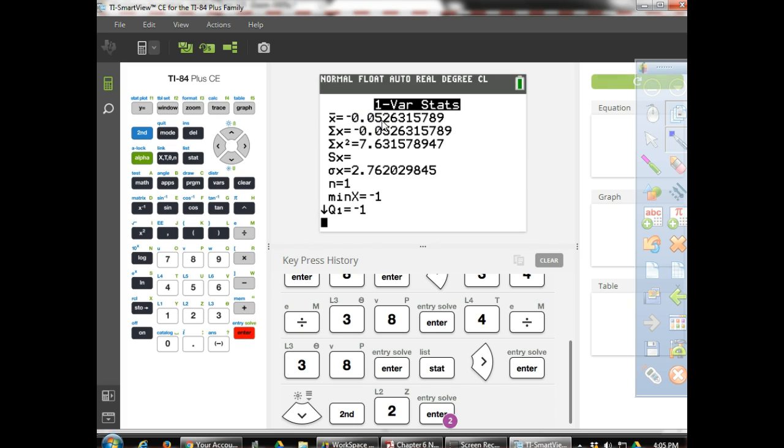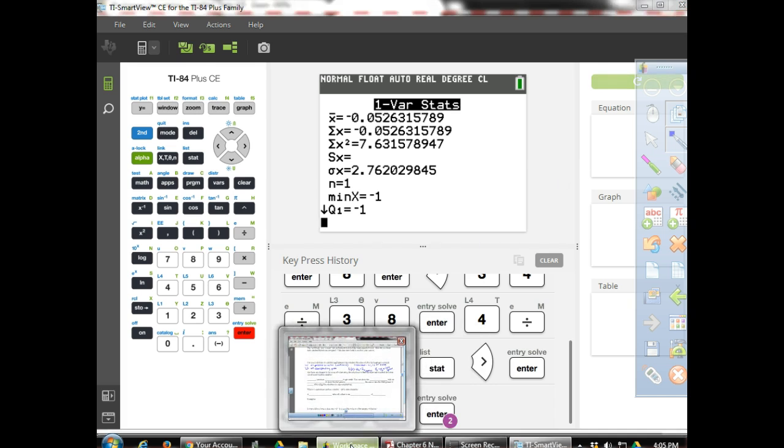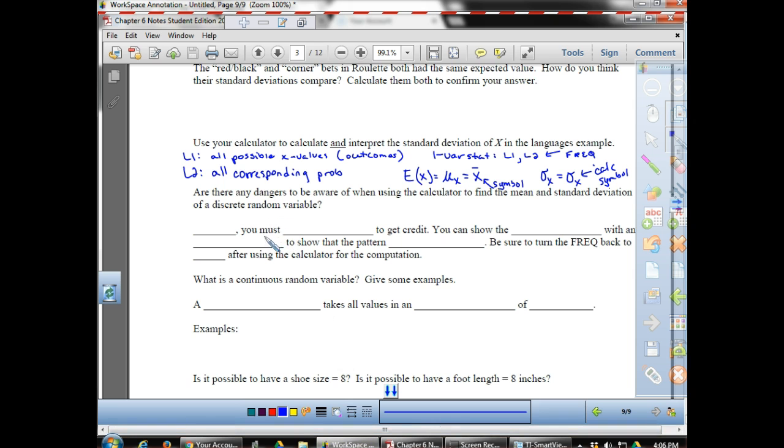So this is my expected value, or basically the mean of that random discrete variable. And then here is the standard deviation, 2.762. So that's what you're looking for when you do the one variable stats. We don't do much else with anything else here. Okay, so let's go back to the notes and pick up where we left off. Are there any dangers to be aware of when using the calculator to find the mean and standard deviation of the discrete random variable? Yes, there are some dangers.